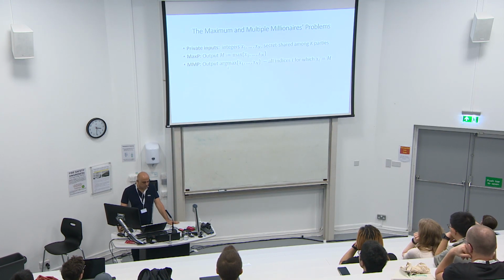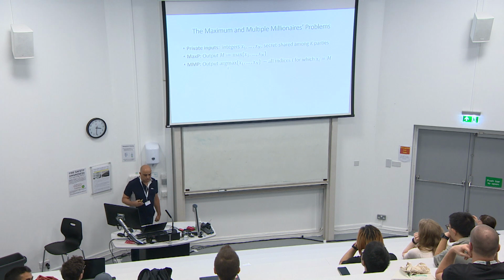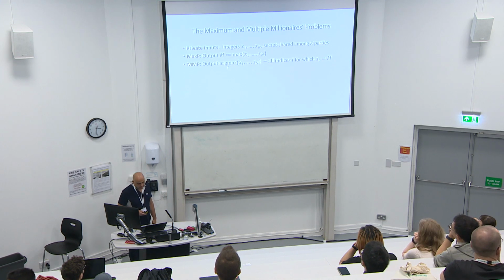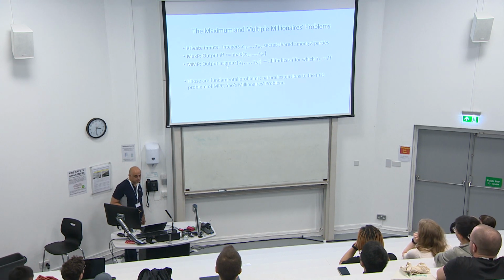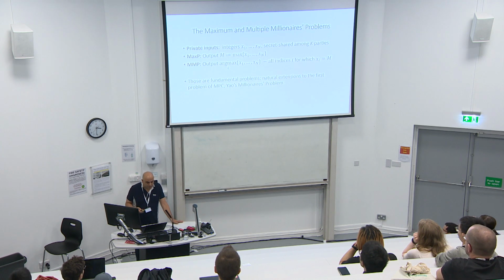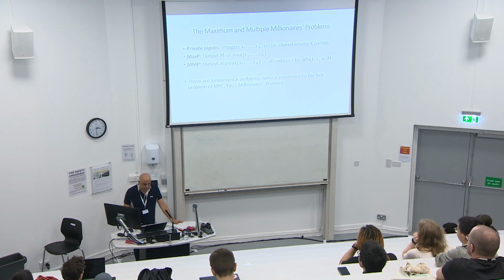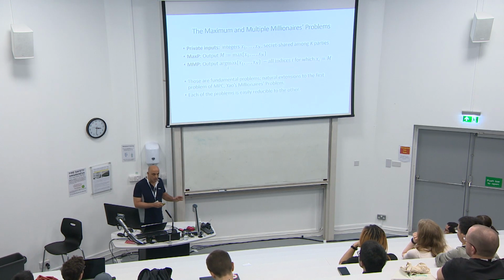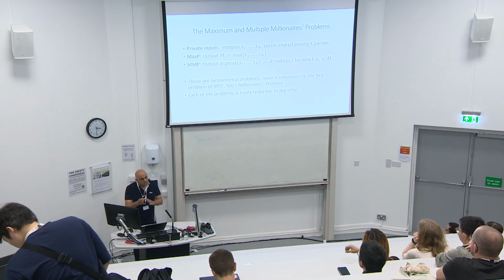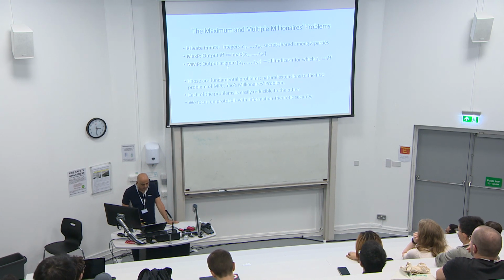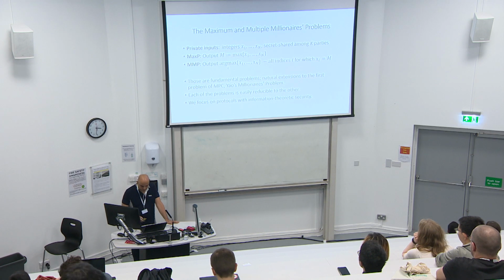In the first problem, max P, the desired output is the maximum of those inputs, while in the multiple millionaires problem, the desired output is the indices of all inputs that equal the maximum. Now, those are fundamental problems which are natural extensions to the very first problem of multi-party computation that was introduced by Yao in 1982. Each of those problems is reducible to the other, so in some protocols I will solve the MMP, in some I will solve the max P, because once you solve one, you can go to the other. And we focus on protocols that have information theoretic security.